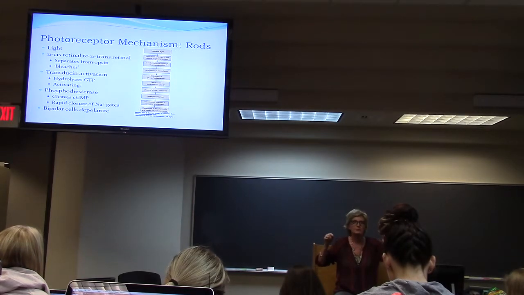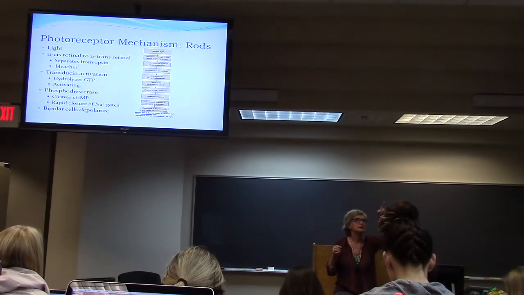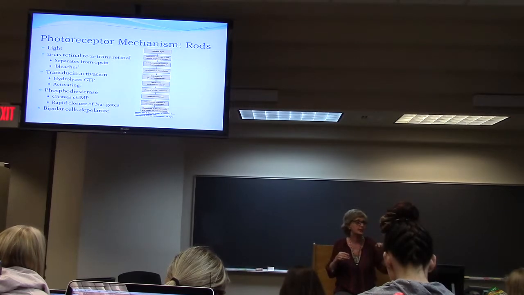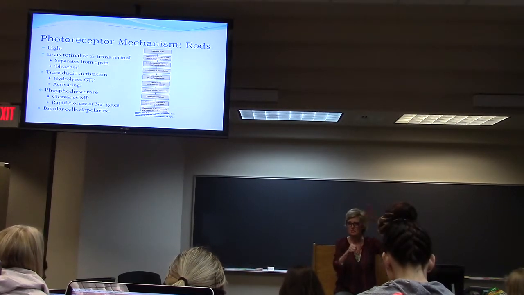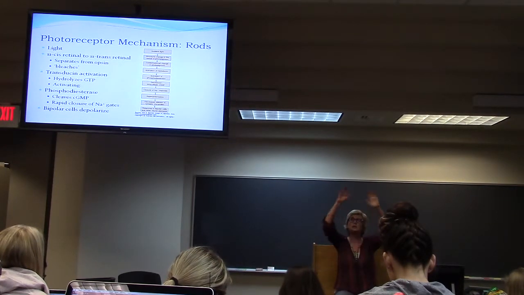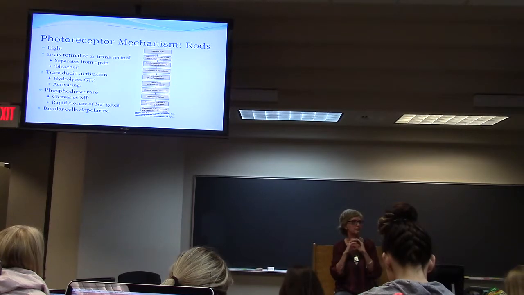Light travels at 186,000 miles per second, but it takes minutes for that 11-trans to get back to 11-cis. And that's also an ATP-dependent step. So that's why it's called bleaching. It takes a while for things to get back together. But we have lots of rods. Rods are really covering the whole retina except for that very center.